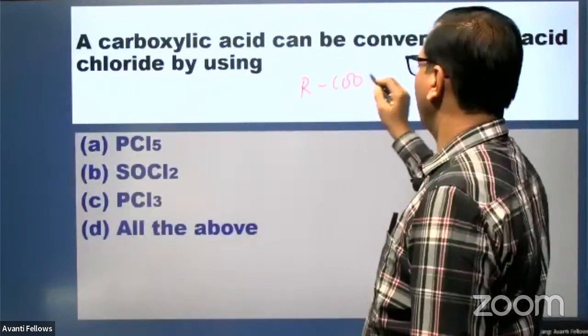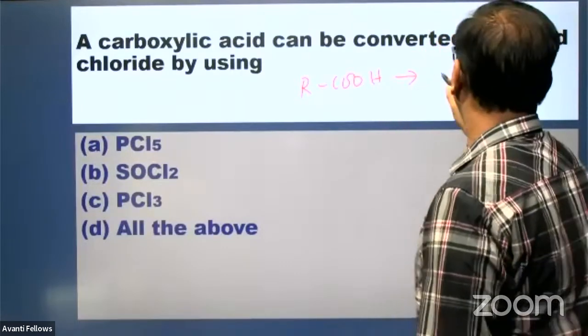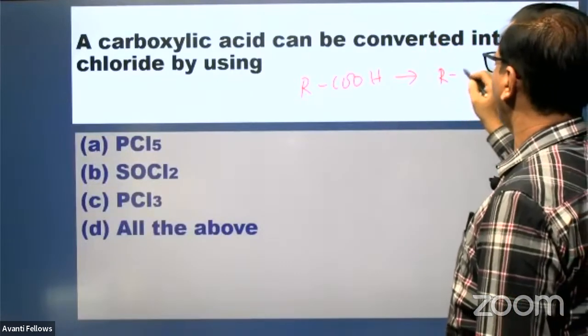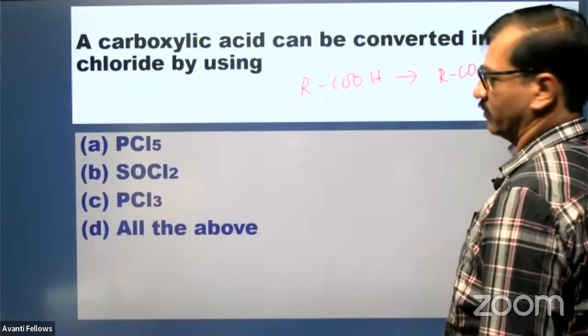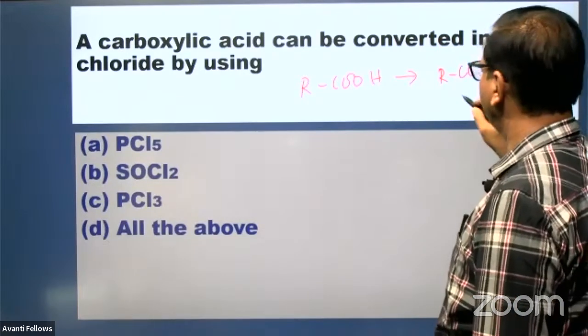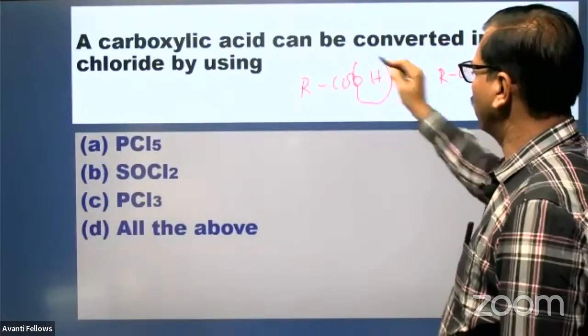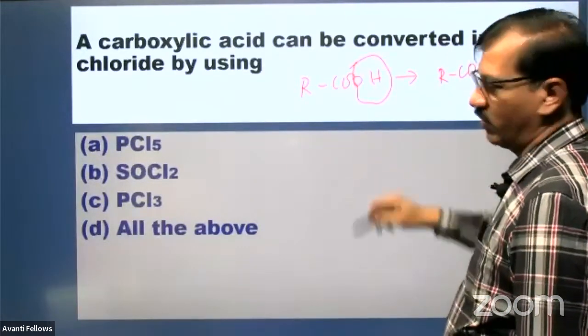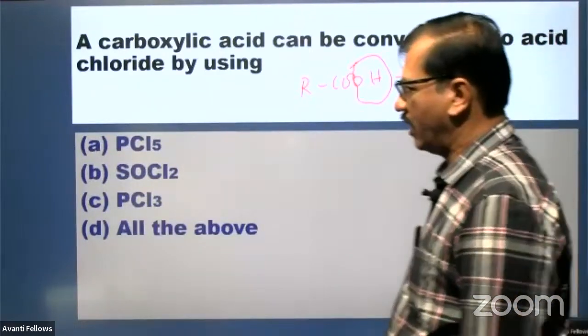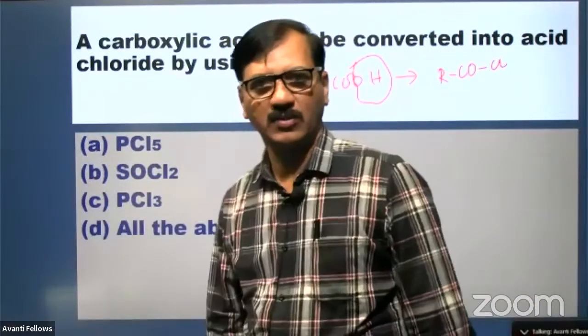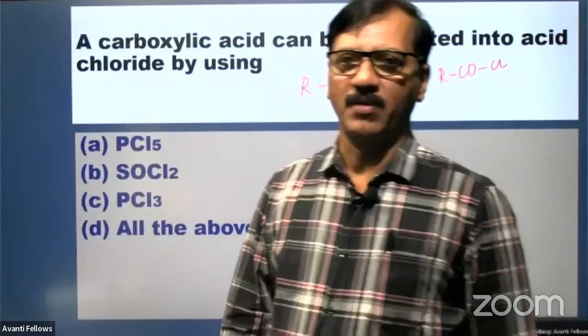RCOOH, carboxylic acid, is converted into acid chlorides, RCOCl. So this OH is to be removed, right? For that, you can use either PCl5, PCl3, or SOCl2. These are the reagents.